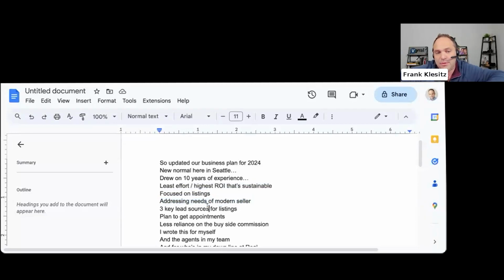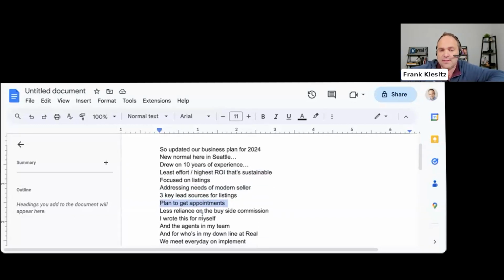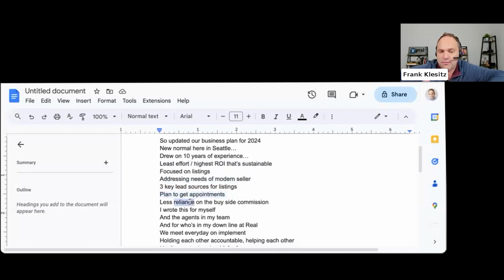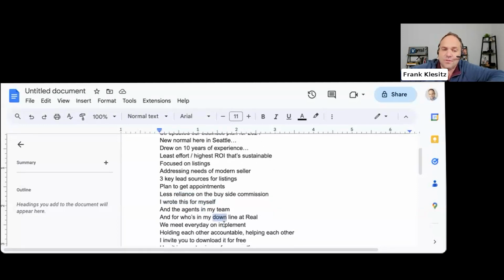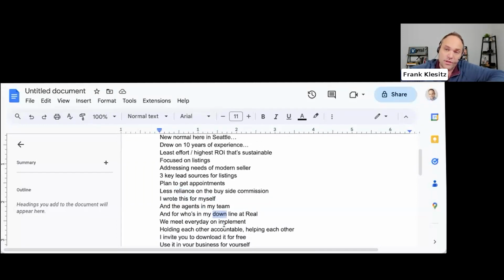So I came up with 3 key lead sources that I'm going to focus on in 2024, and the agents on my team and even the agents in my downline here at Real Broker. This is the plan I'm going to follow and am following that's already working to get listing appointments, so I don't have to rely too much on the buy side commission given the environment we're going into. This is the plan that I wrote for myself and the agents on my team, and it's for the agents who join and name me as their sponsor in Real. This is what they follow.